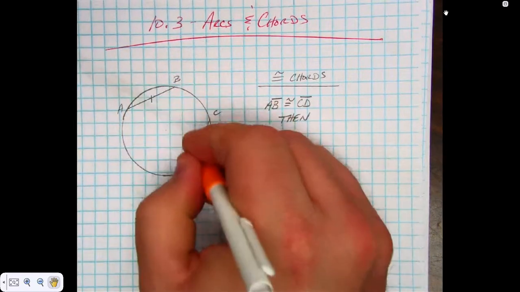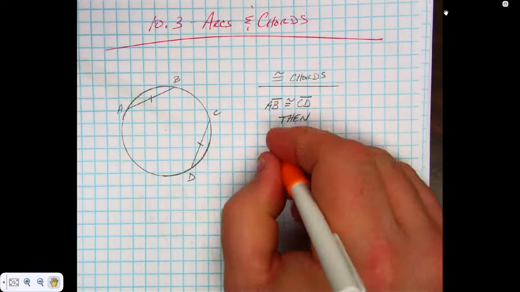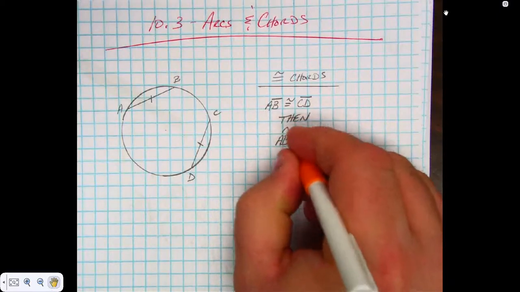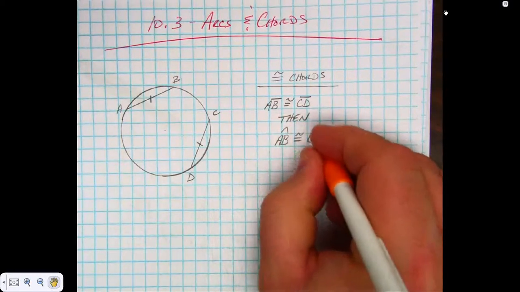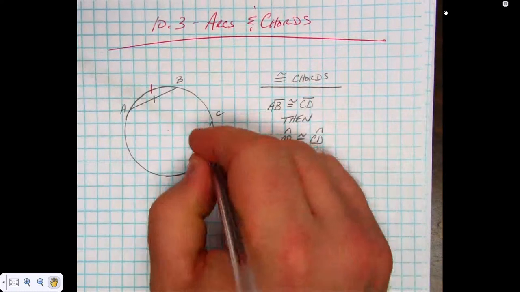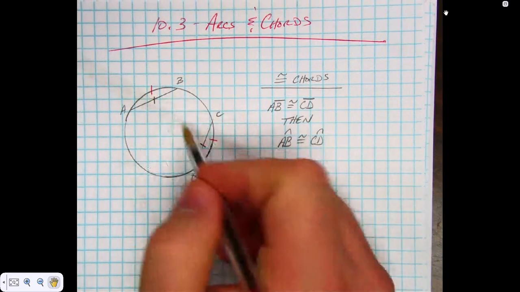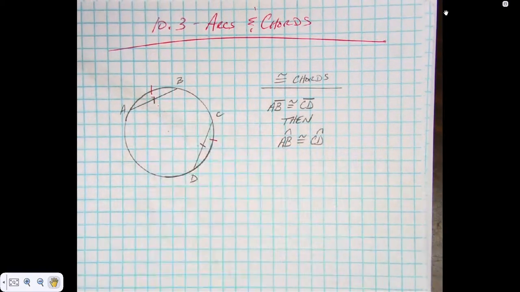So I said this is congruent to that, right? Then what? What'd you say? Very good. That arc's congruent to that arc. Whatever the measure of that arc is, we don't know what it is, whatever it is, they're the same. Because why? The chords were the same.